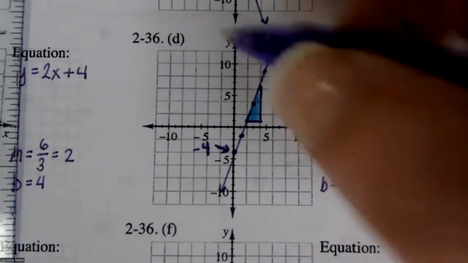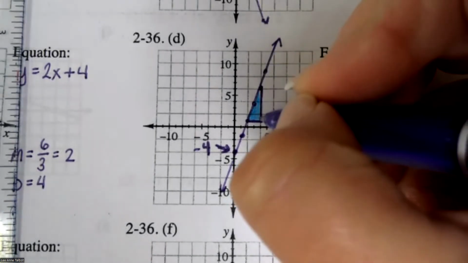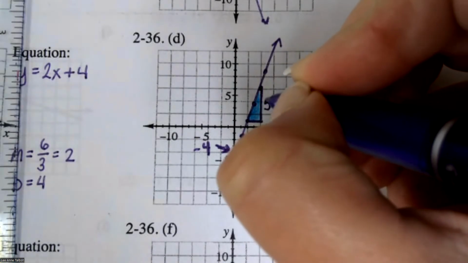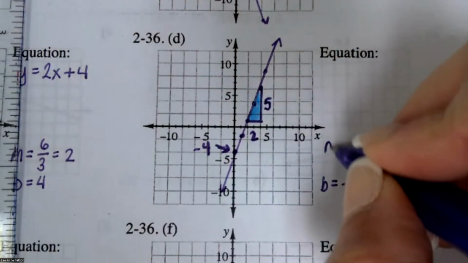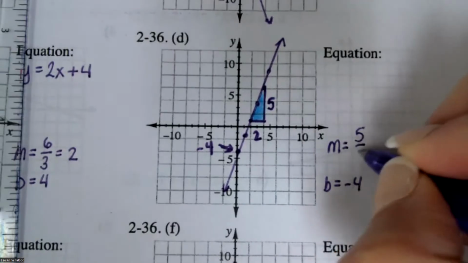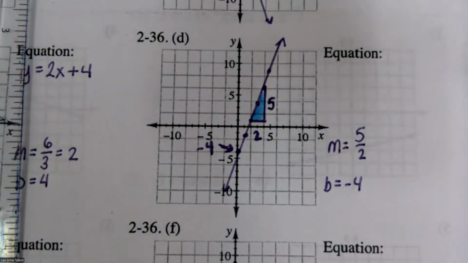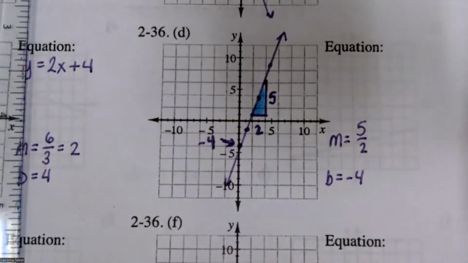Okay, what's the height of this triangle here? 5, and the base is 2. I think it's 2.